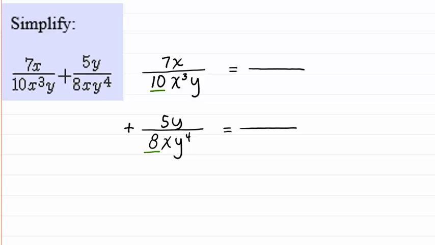Let's see, 10 doesn't work because 8 doesn't go into 10. 20 wouldn't work. 30 would not work, but 40. So if we consider the multiples of 10, 40 is the first multiple that 8 goes into. So I'm going to put that down. And then we also see that we need x's and y's. So I'm going to go ahead and put down x's and y's.